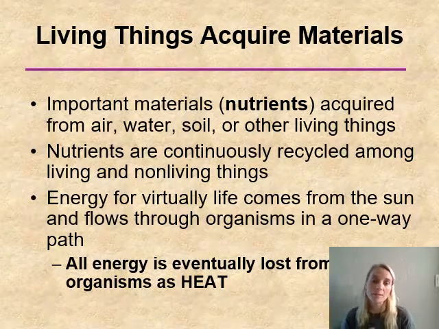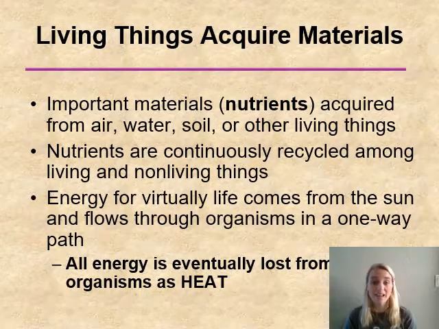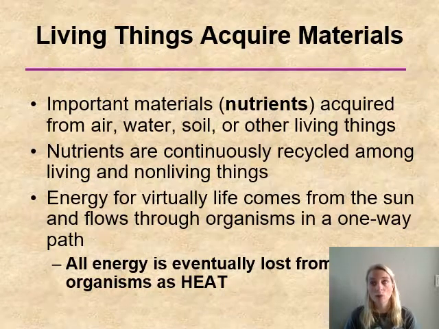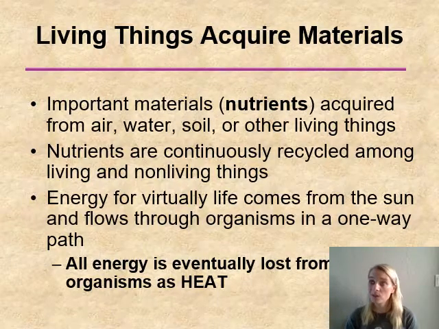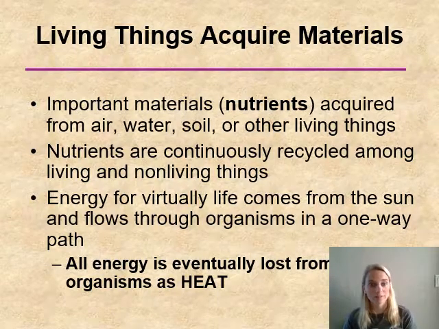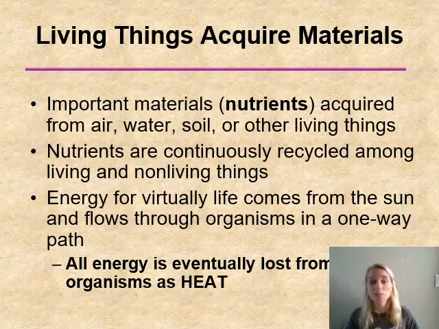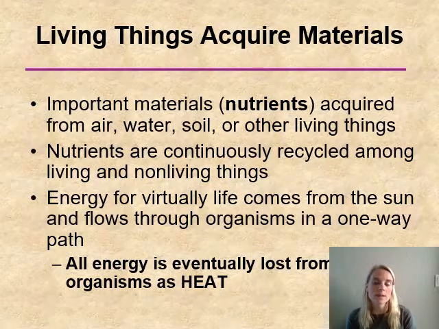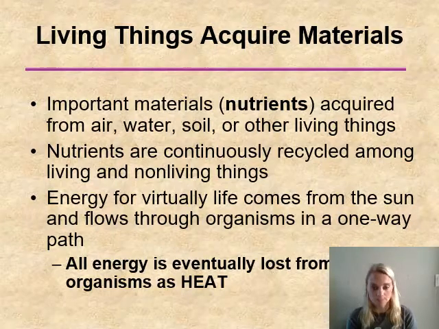So when we talk about things that living things have to acquire, the materials, nutrients are a big deal. So that's like food that they either eat, or like if you're a plant or a photosynthetic organism, you actually make your own food. These materials or nutrients we can get from the air, from water, from soil, from other living things. And they're constantly recycled. So there's lots of cycles out there. You may have heard of the water cycle, the carbon cycle, the nitrogen cycle. These are all parts of these nutrients and requirements that we need for living things.